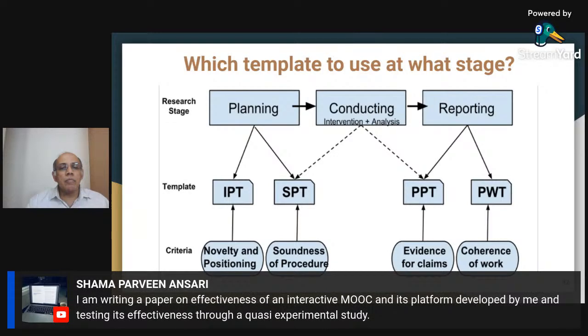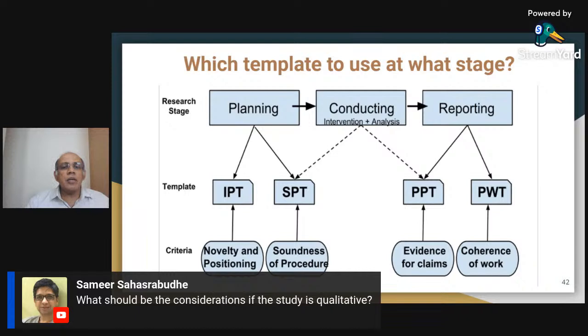Okay. The next question seems to be, what should be the consideration if the study is qualitative? If the study is qualitative, the consideration should be in terms of how you convince the referee. Often referees will be convinced by statistics, but in this case you are not going to have statistics because the study is qualitative. So what you should not do is try to claim generalizability. Orient the research question in such a way that it makes sense to use a qualitative method.